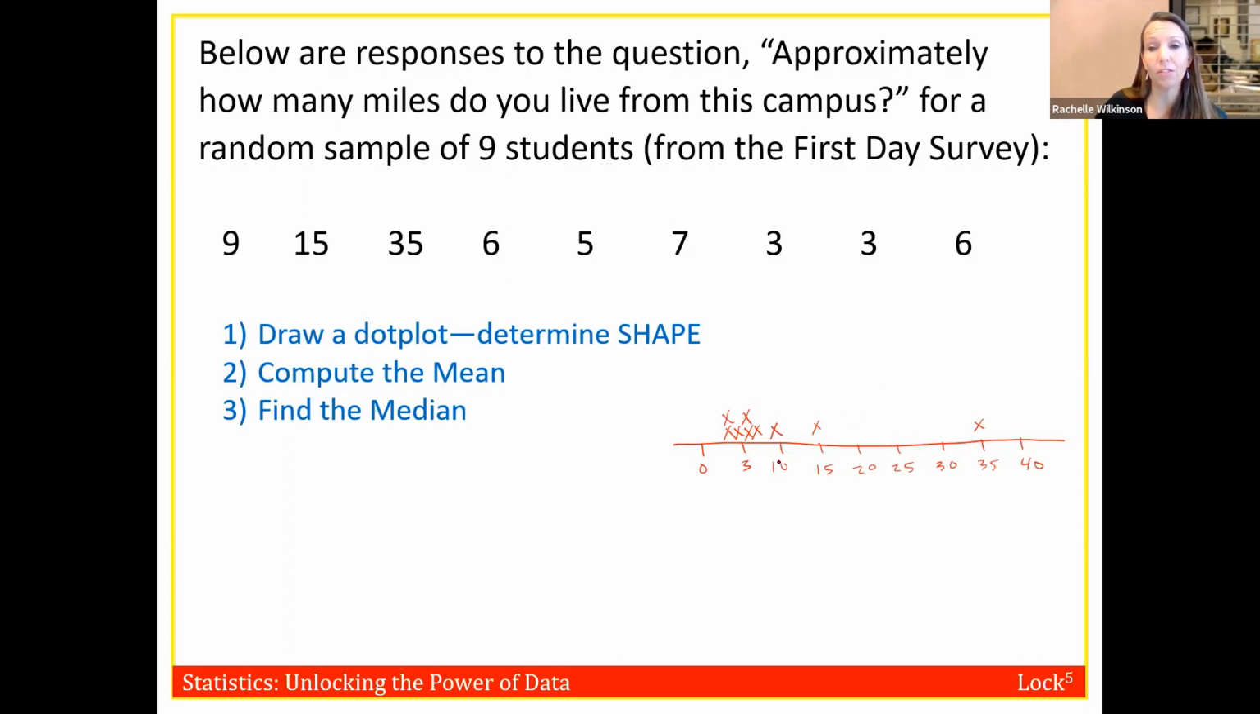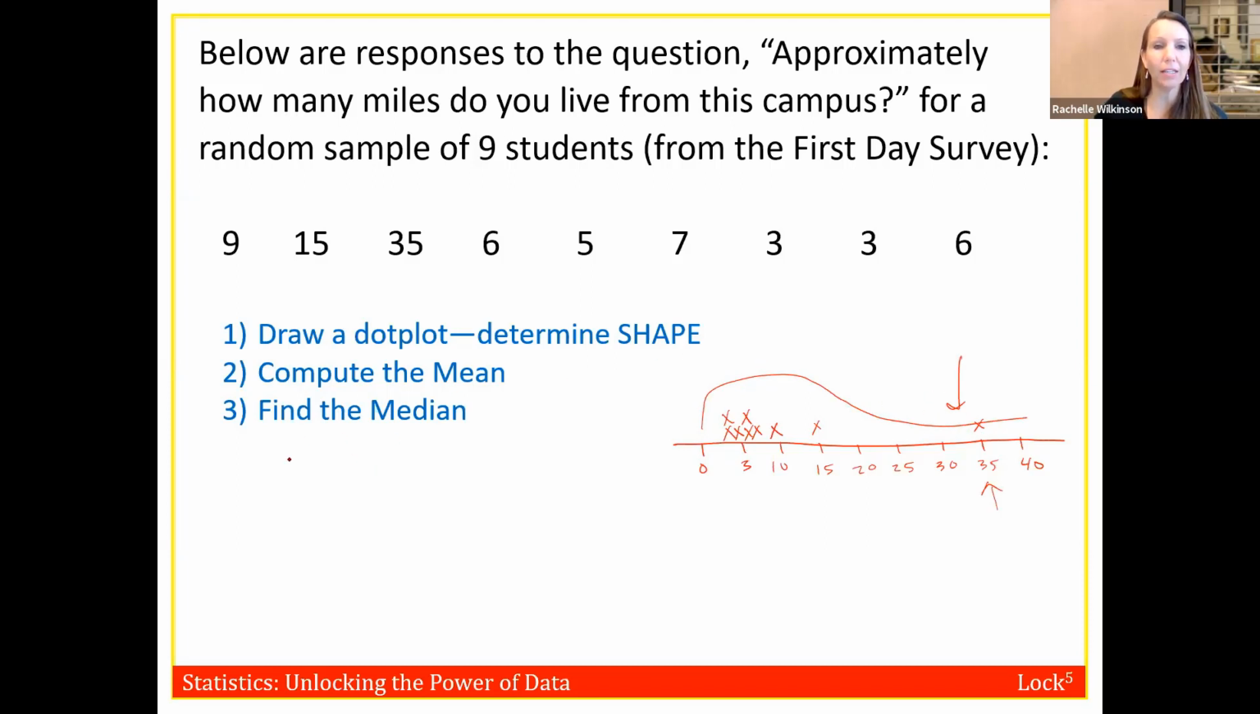So what kind of shape do you think this distribution has? So this one's going to be right skewed. You can kind of see that there's a whole bunch of points clustered together down here, and then there's a long tail over here. We definitely have something that looks like an outlier out here. The person lives 35 miles from campus. And we have a bunch of points clustered down on this end. So the skewness goes with the tail. So this one, the tail is on the right side. So it's going to be right skewed.